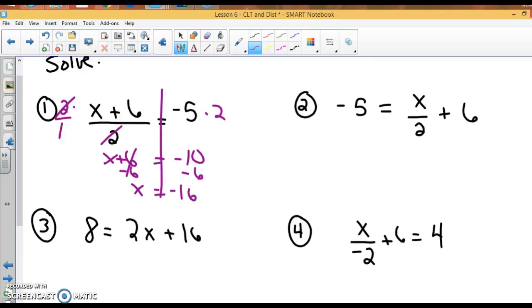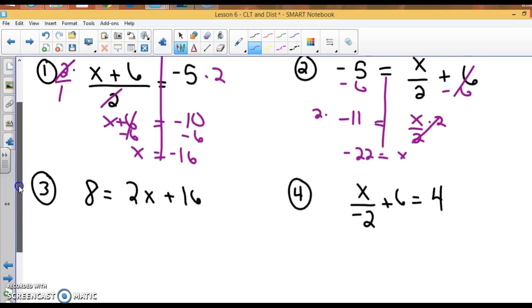Negative 10 minus 6. On this one, here's the variable side on the right. Which one of these numbers is farthest from the variable? This plus 6. So I've got to get rid of that first, move it to the other side. The opposite of plus 6 is minus 6. So I will have negative 11 equals, on this side, I'm left with x over 2. X over 2 means x divided by 2, so the opposite is multiply by 2. So I get x equals negative 22.